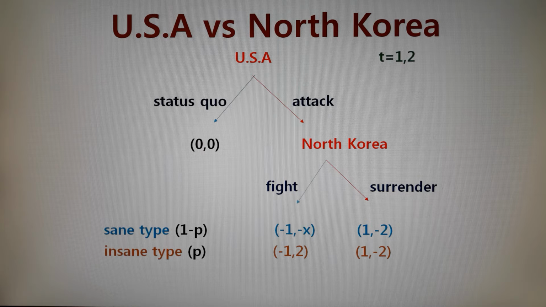There can be many examples, but the most commonly used one in my class is the USA and North Korea. This can be like South Korea and North Korea. But what is characteristic of this game is that it plays over a period.